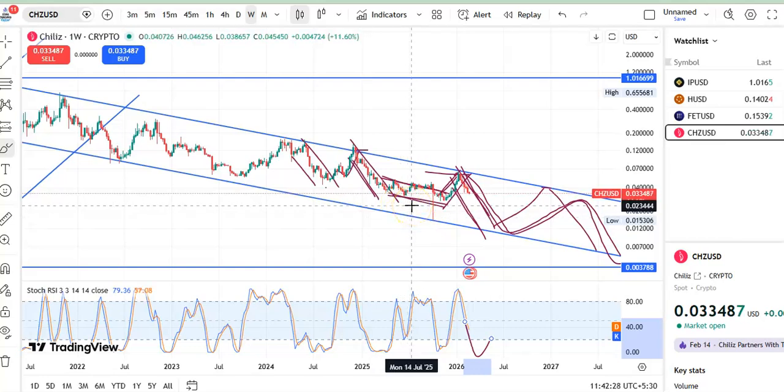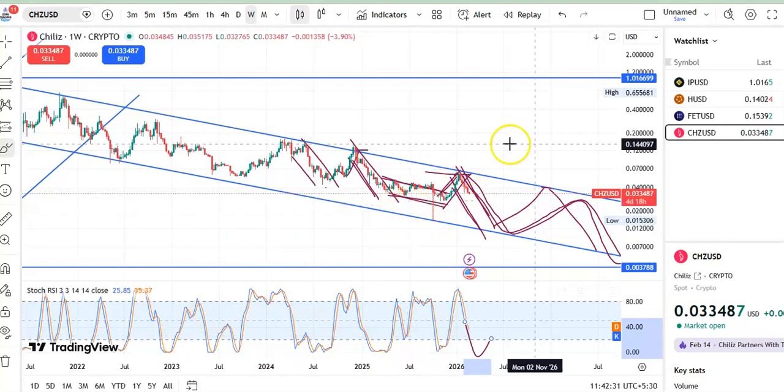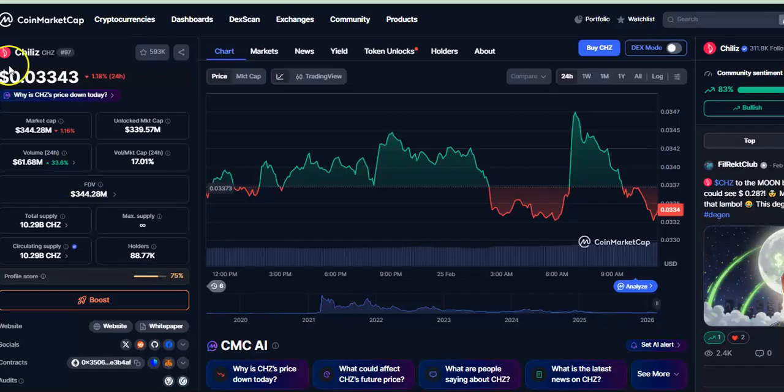Now we'll talk about other important details about this cryptocurrency. The current price is $0.03343. It is down by 1%. Market cap is 344 million. Volume in 24 hours is 61.68 million, and total supply is 10.29 billion. Circulating supply is 10 billion, and the holder count is 88.77 holders for this cryptocurrency. Rank is around 97. Around 593k users are following this cryptocurrency.